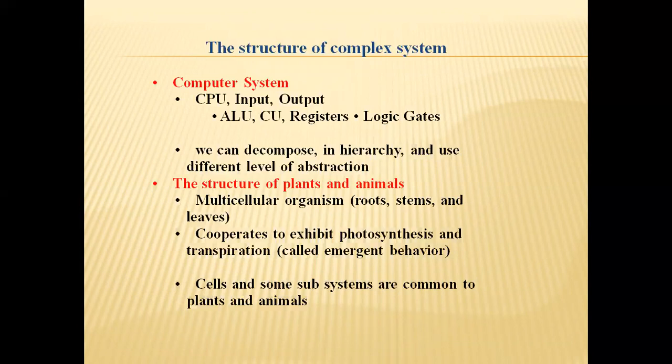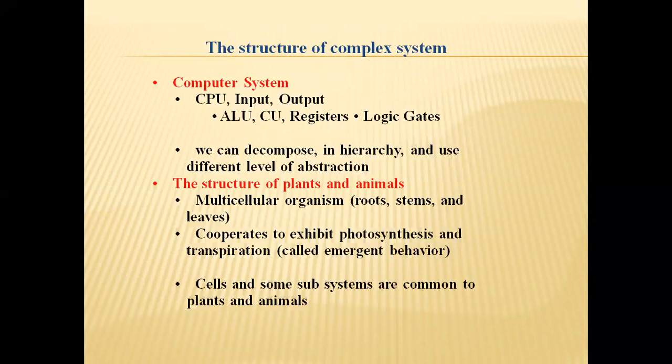System. There are different types of systems. Suppose, for example, the computer system is one type of system. It has some components, that is, some objects. CPU is one object, input means keyboard, and output means monitor. ALU is one object, and CU is one object. Registers and logic gates. In any system there are different types of objects.